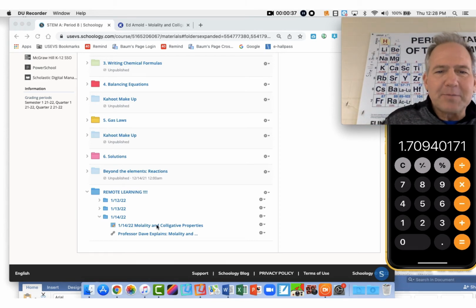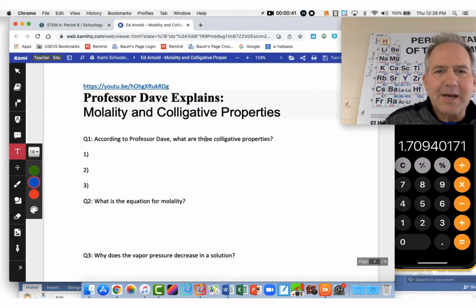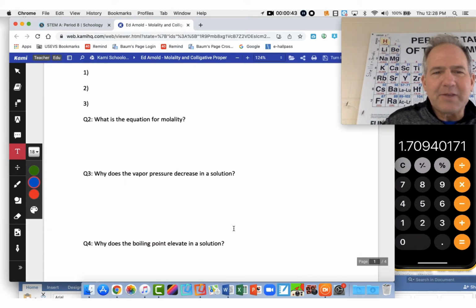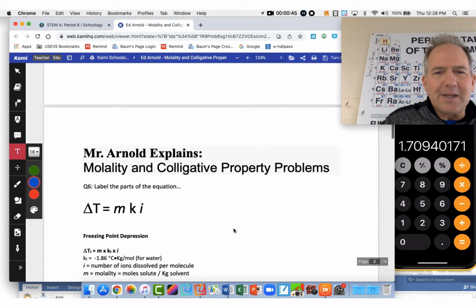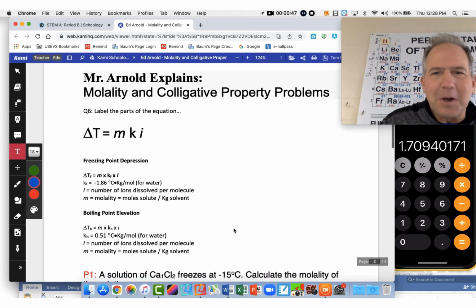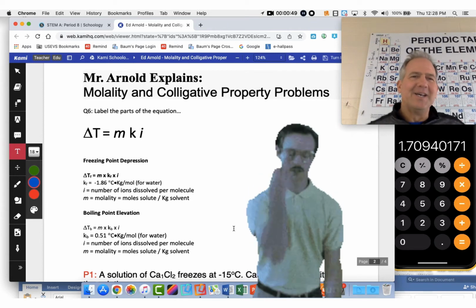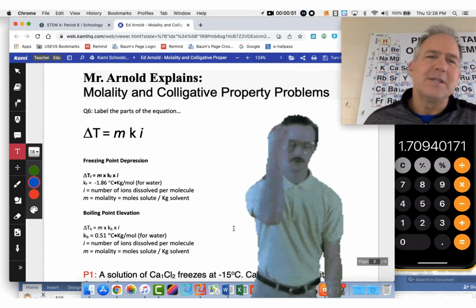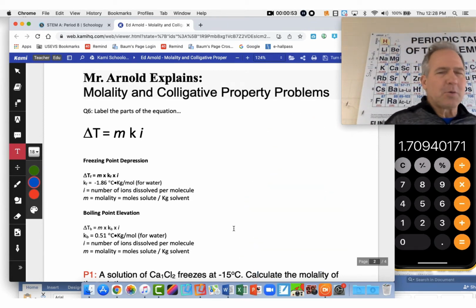Let's open up this paper and see what it says. Well, actually, I already have it open. Let's check that out. All right, there's the Professor Dave part. And then here's the Mr. Arnold part. So the first thing we're going to do is look at this equation. Now, this is the equation that we use. I got to keep my phone alive here.